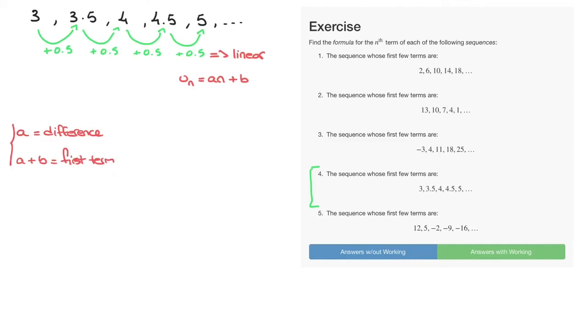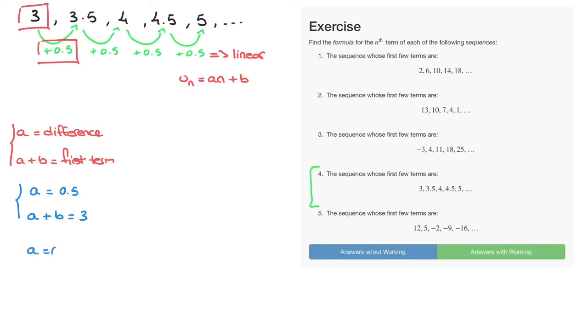Now for this particular sequence, these two equations turn into A is equal to the difference, so that's 0.5. So we have A equals 0.5. And the second equation would be A plus B equals the first term of the sequence, and that's 3 in this case. So A plus B equals 3. We now have our two equations, and we need to go ahead and solve them.